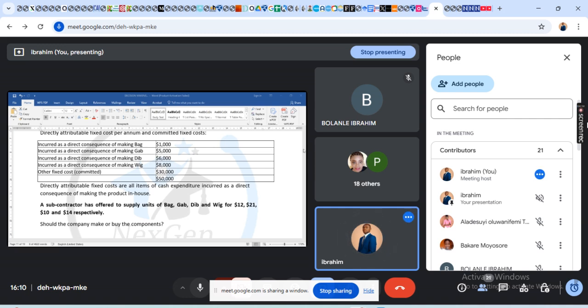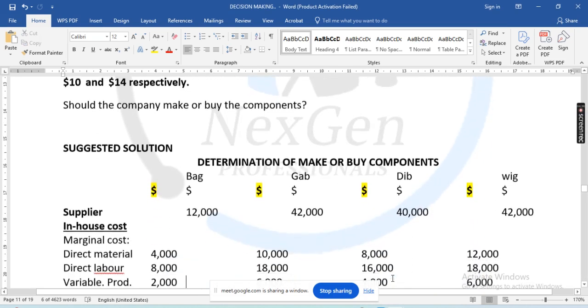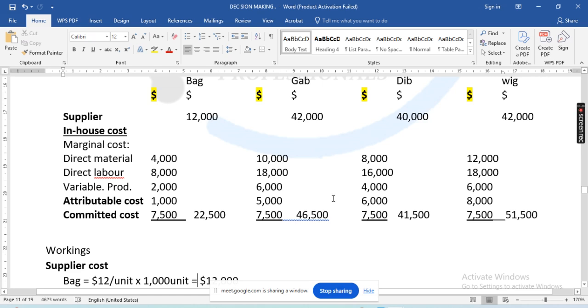This is the cost you need, right? That is why they did not even separate it. They say it is committed cost, so it is not attributable to either bag, gab, or dip. It is not attributable to any of these products. That is why they didn't say this is for bag, this is for that. Do we get that? Yes, sir. So our mistake is that you can see. Okay, so good. Please remove the committed cost.